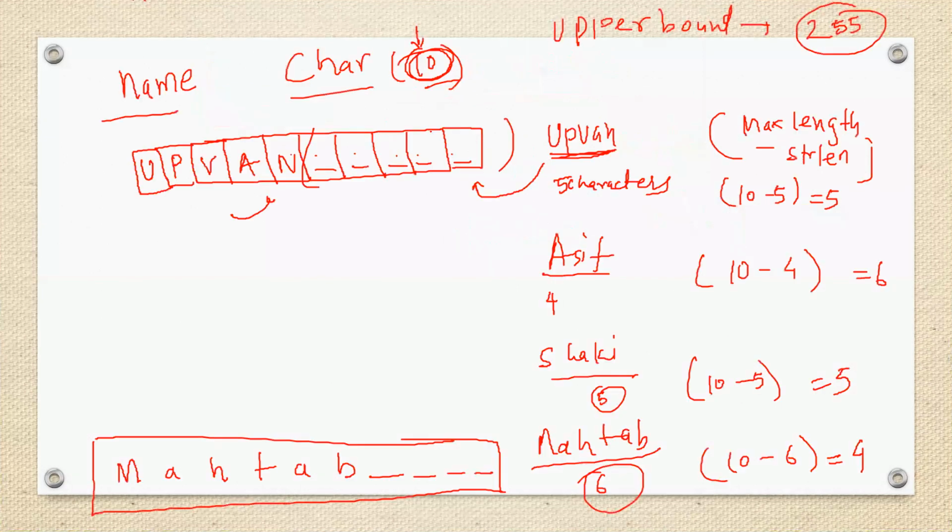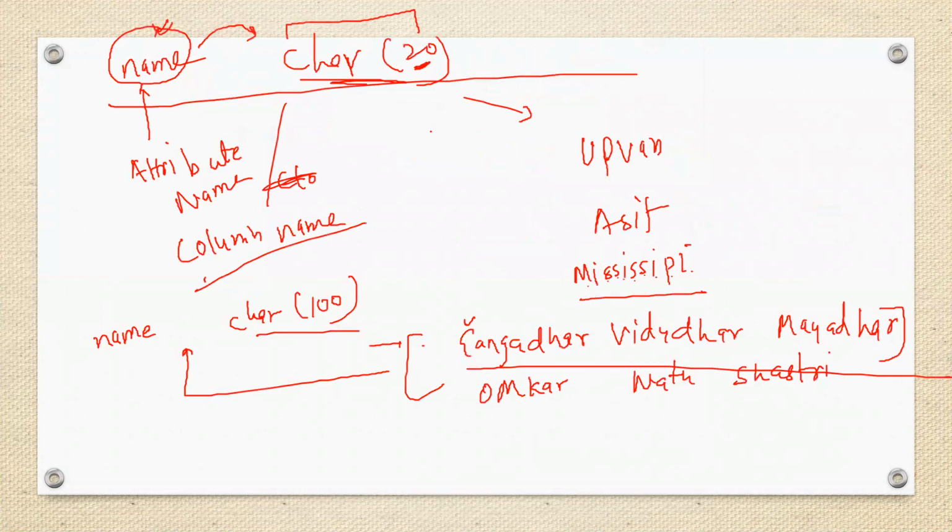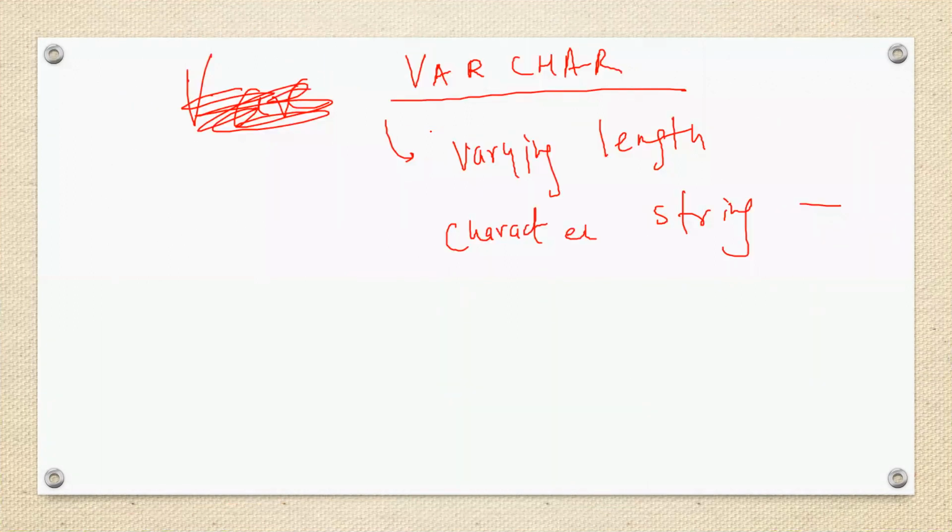We have discussed just one data type called char, which is a fixed length character string. Moving on to the next data type, which is varchar. Varchar is nothing but varying length character string. Now again, we have defined the same attribute with data type varchar 10.